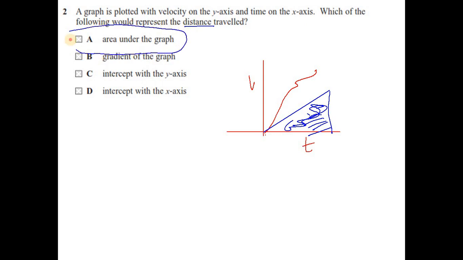In order to find the distance traveled, you need to find the area under the graph. And if you find the gradient of the graph, the gradient gives you acceleration. But in this question, they are asking you the distance, so it is the area under the graph. So option is A.